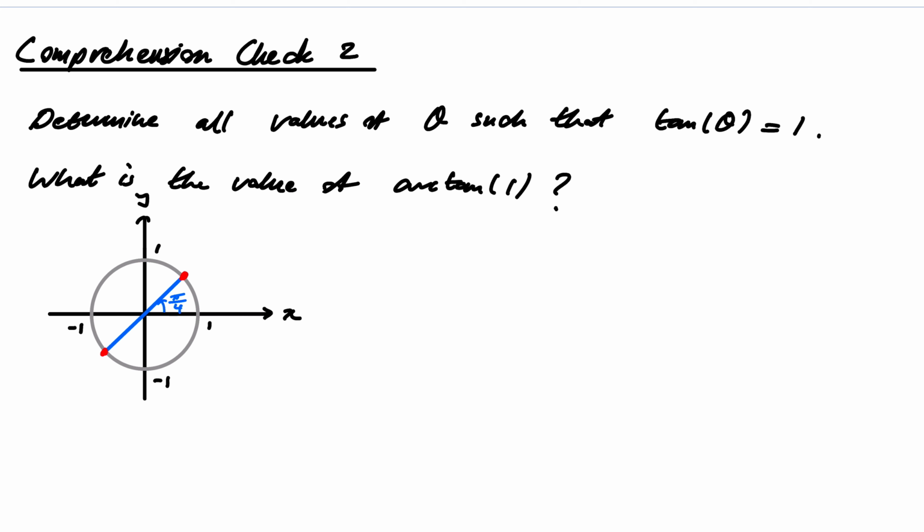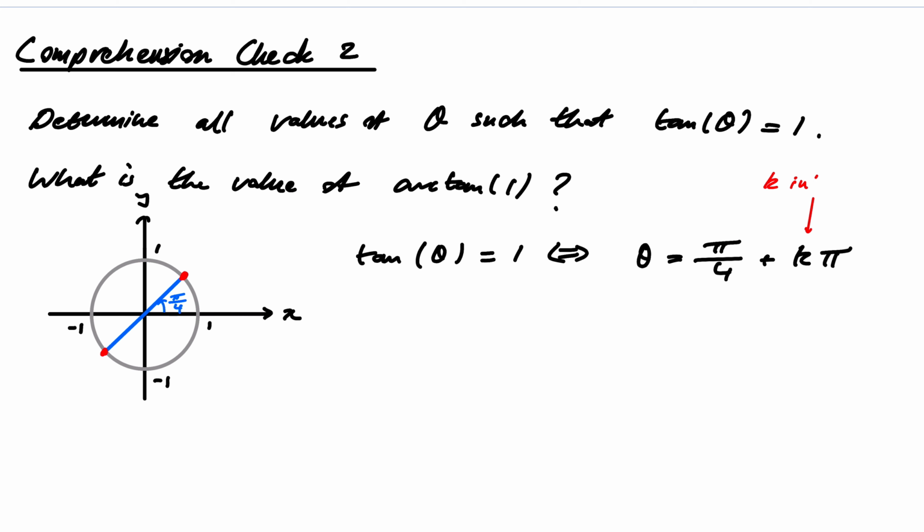So what we can see is the following. Tan of theta is equal to 1 if and only if theta is equal to pi over 4 plus, let's say, k pi. Where very important, k is an integer. It represents a certain number of half revolutions. Kind of something we've seen many times now.